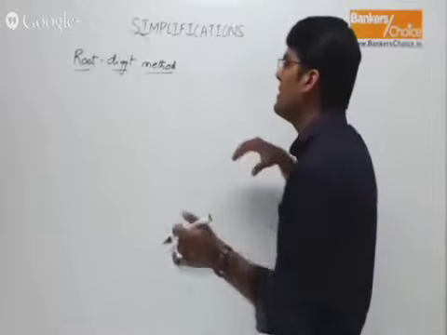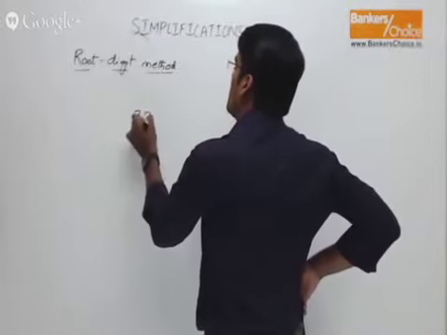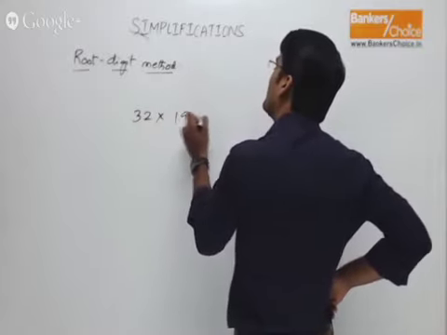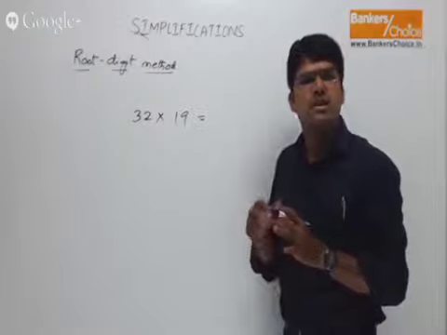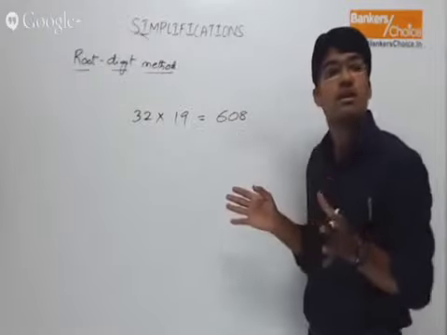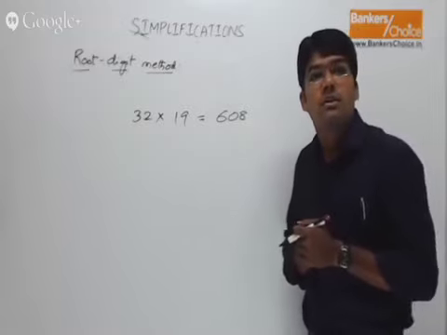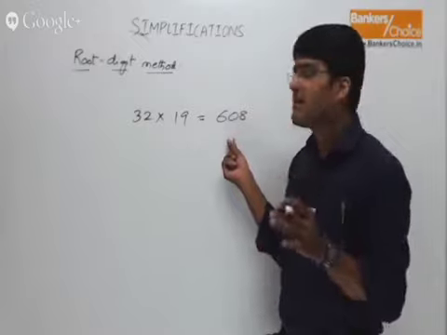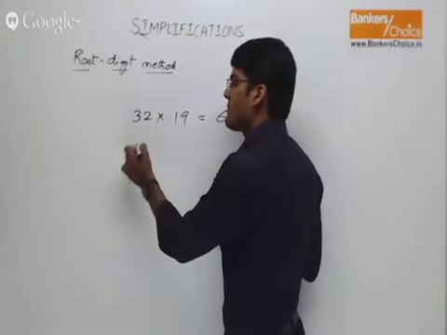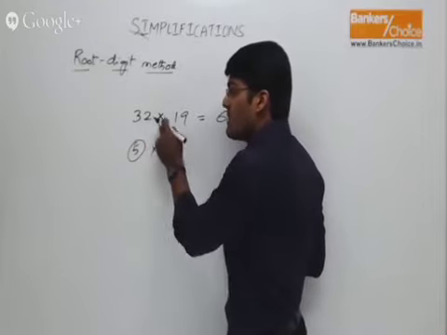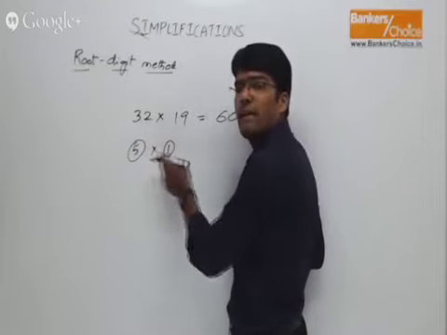I'd like to explain multiplication. For example, let's say 32 into 19 equals what? What is 32 into 19? 640 minus 32. That is equal to 608. Multiplication. The root digit has to balance. Yes or no? The root digit has to balance here. So 32 into 19 equals 608. Let's check. What is the root digit of 32? 5. What is the root digit of 19? 1. 5 into, again, remember, the same operation has to be taken, 5 into 1. 5 into 1 is 5.